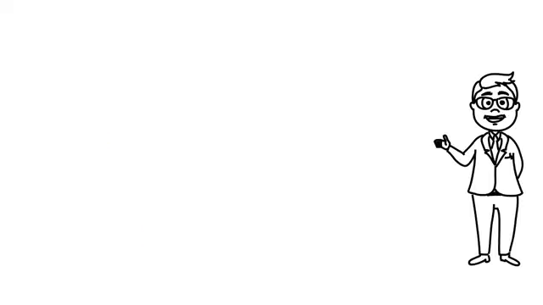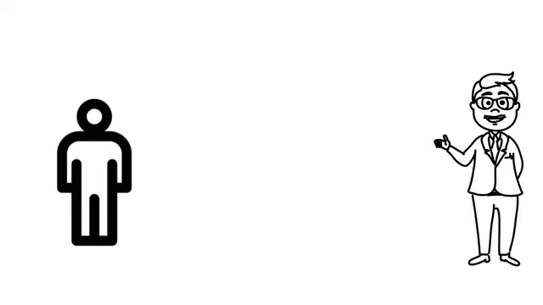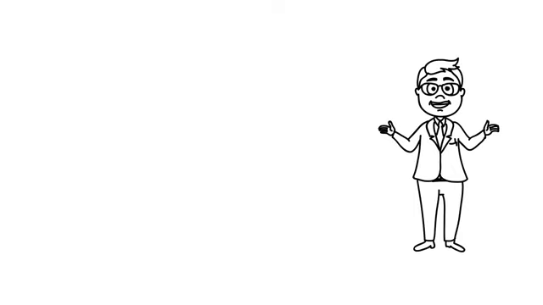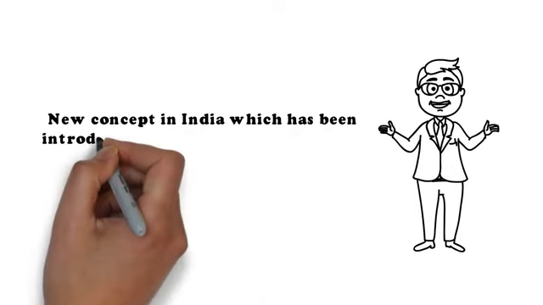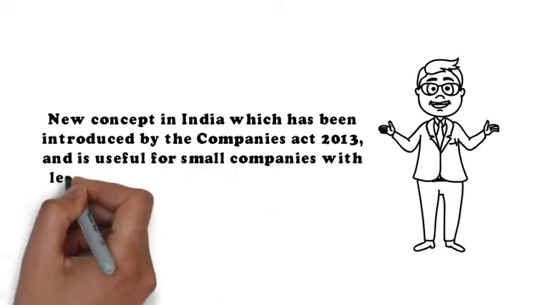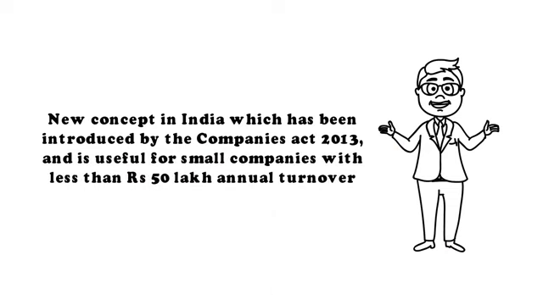5. One-person company is similar to a limited company. Only one person is required, who can be a shareholder as well as the director of the company. This is a new concept in India, which has been introduced by the Companies Act 2013 and is useful for small companies with less than 50 lakh rupees annual turnover.